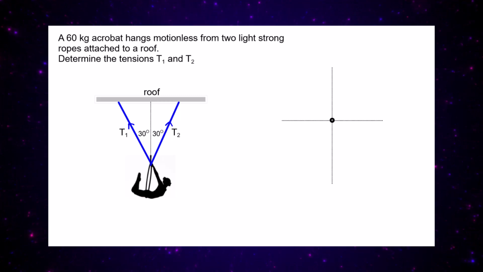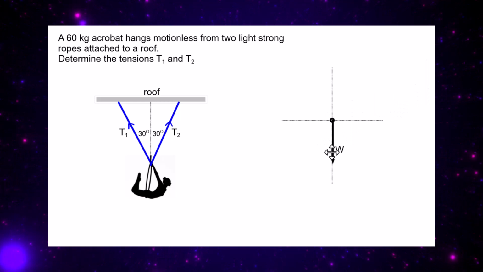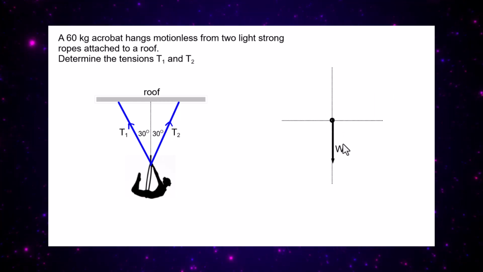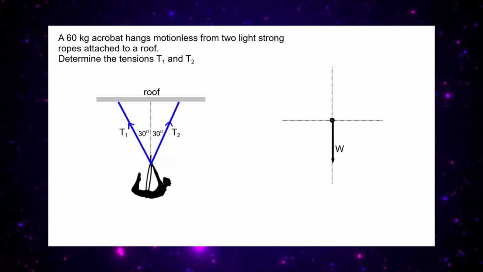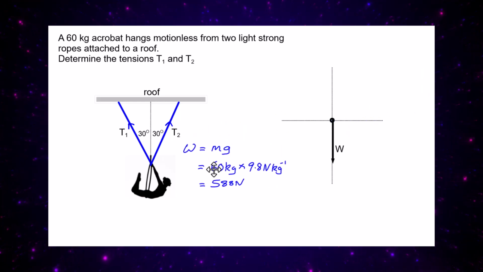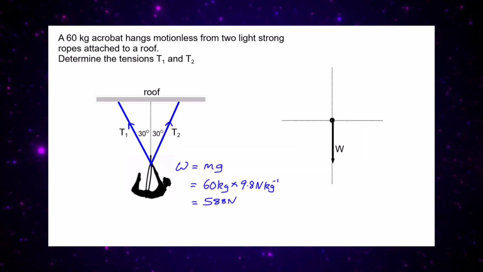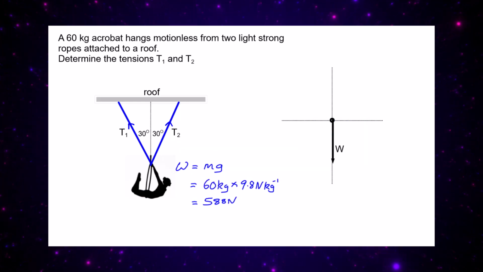So, first of all, the first force acting on the acrobat must be her weight, and that's acting straight down, and it's W. W, the weight, we know is equal to mg, and we know the mass of the acrobat, so with a little bit of calculation, we can certainly work out the weight of the acrobat. She has a weight of 588 newtons.